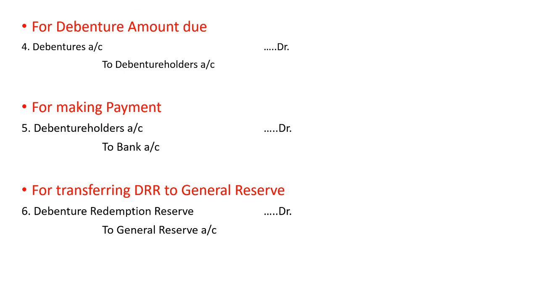When amount is paid to the debenture holders, then the journal entry is passed, debenture holders account debited to bank account. And in the last journal entry, DRR, debenture redemption reserve account will be closed by transferring the amount to general reserve account.